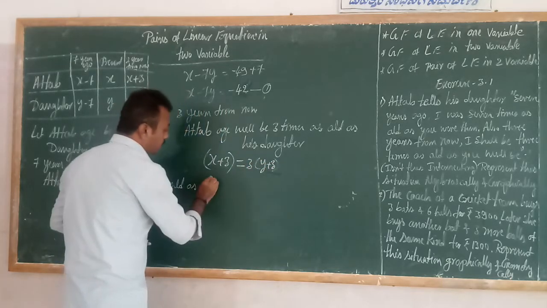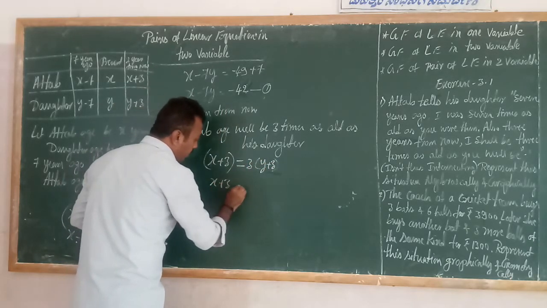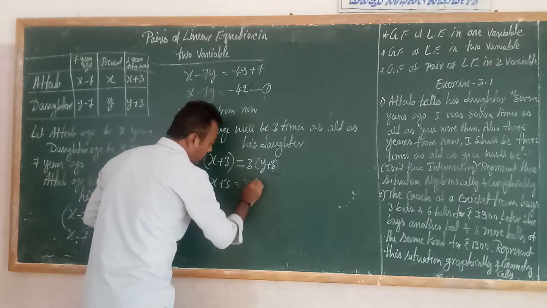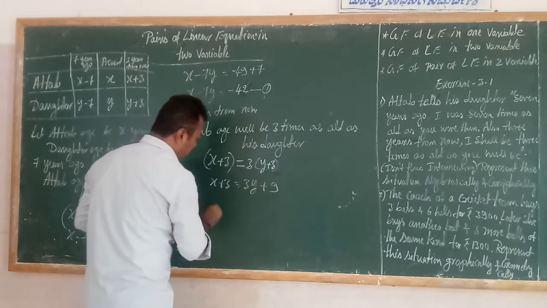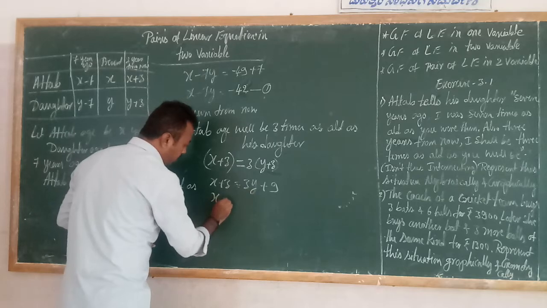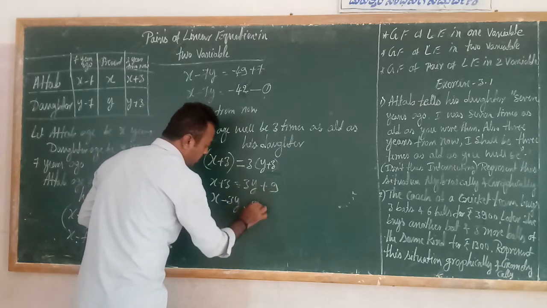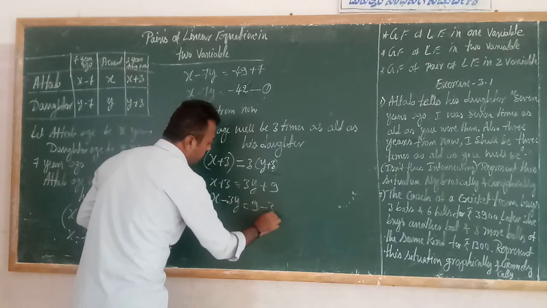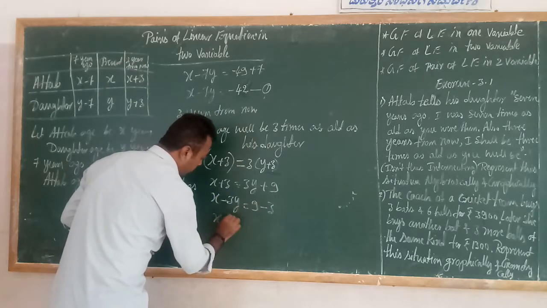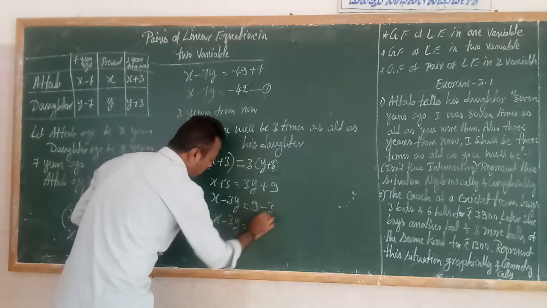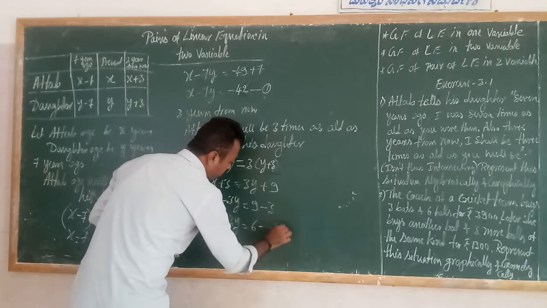Okay. Next, you have to simplify. x plus 3 is equal to 3 into y plus 3, which is 3y plus 9. So 3y comes to the left as minus 3y, and the plus 3 comes across as minus 3. Therefore x minus 3y is equal to 9 minus 3, which is 6. This is equation number 2.